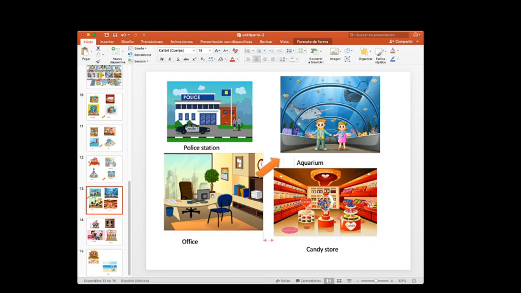I recommend you to go to the Imbursa Aquarium because it's so beautiful. Aquarium. You can see the fishes, sharks, whales, and a lot of things alive, and it's so beautiful. Okay? And if you want to buy some candies, you go to the candy store.